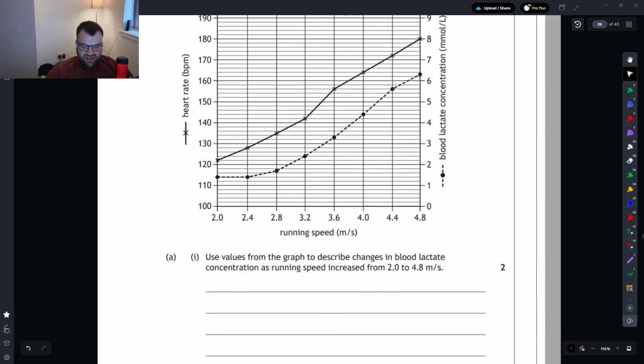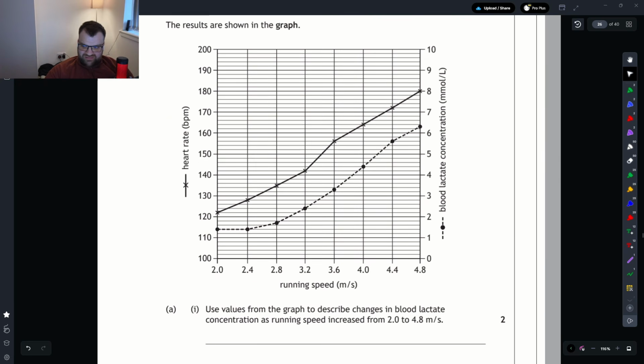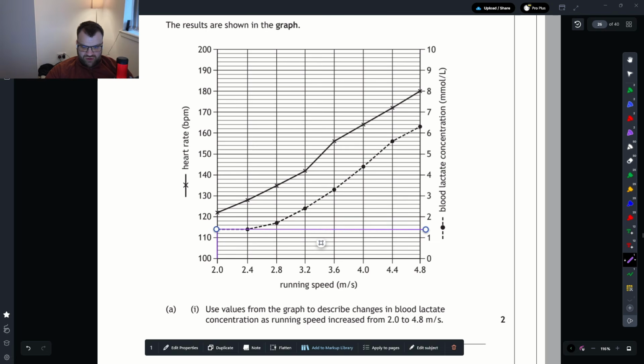For that one, here we're talking about blood lactate levels. I'm just going to mark on the 2 parts we're talking about. So lactate is the dashed line, as we can see on the right. So when we come up to our line, we have to make our way across to the right.